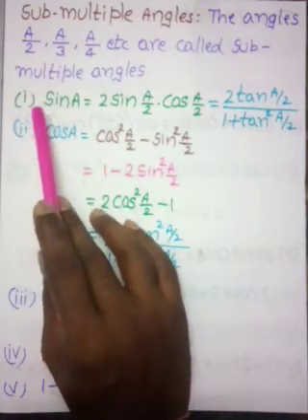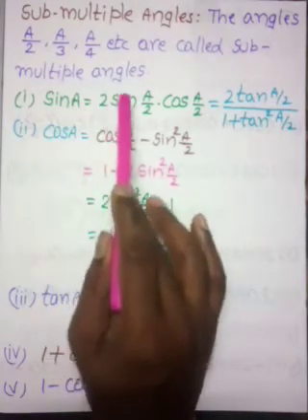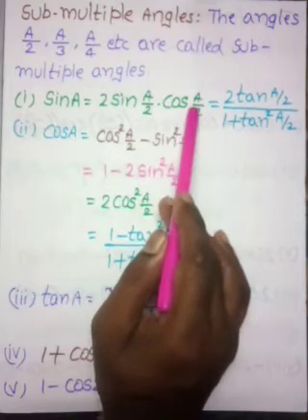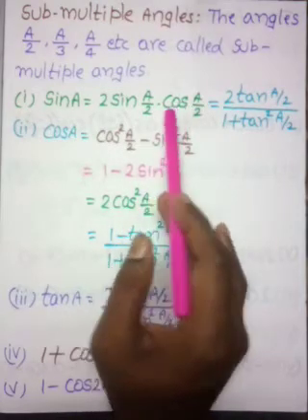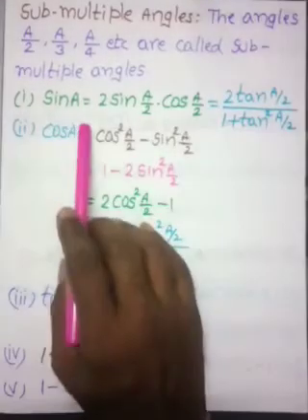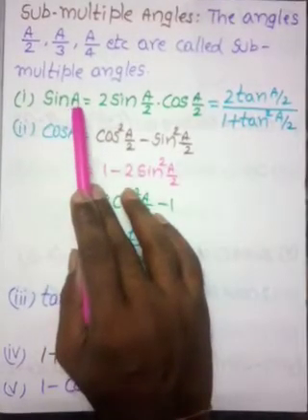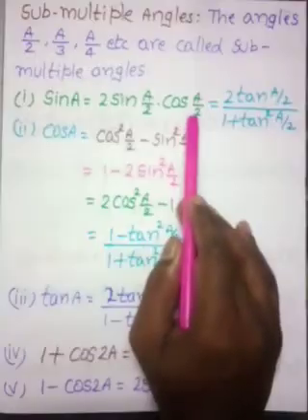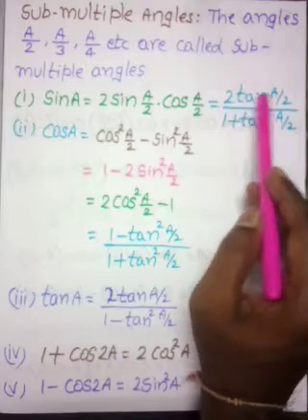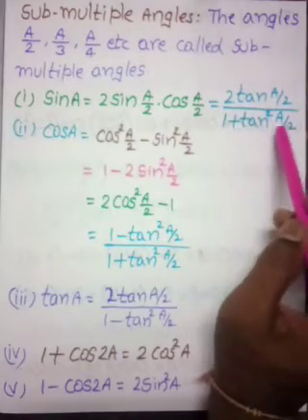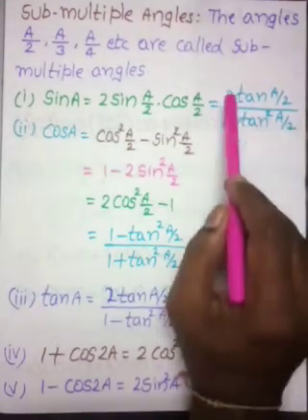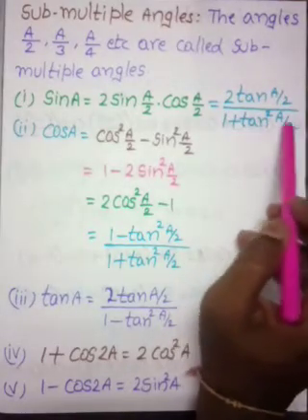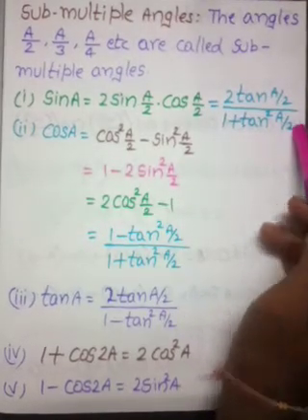Now, first formula, sin a is equal to 2 sin a by 2 cos a by 2. From the multiple angles formula, we are deriving all these formulas. In the place of 2a, we are writing a. Then we get this formula. Understood, my dear children? Right. That is equal to 2 tan a by 2 by 1 plus tan square a by 2. Okay, my dear children? Right.